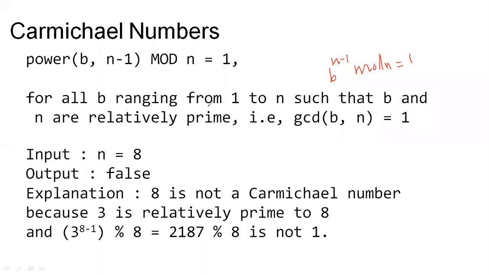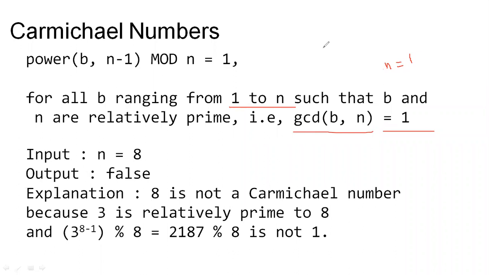Now, what is the value of b? b is ranging from 1 to n, such that b and n are relatively prime. Any number, but the condition must be satisfied that b and n are relatively prime. Relatively prime we have already seen in the theory part: we can find it by gcd(b, n) equal to 1. If it satisfies the condition, then we consider it relatively prime.